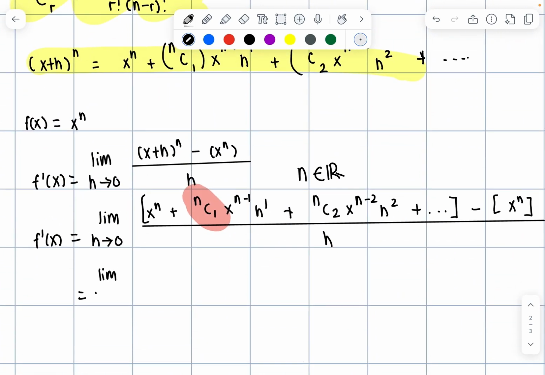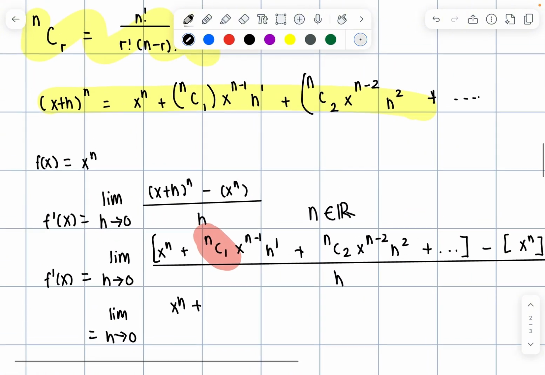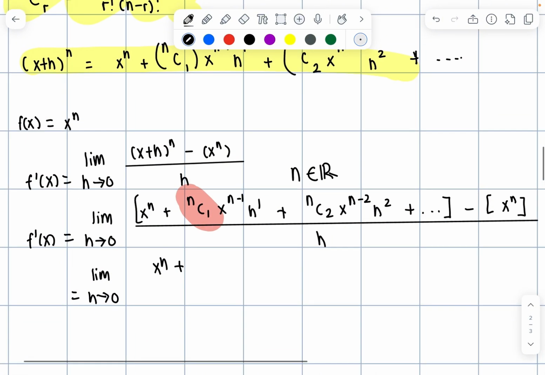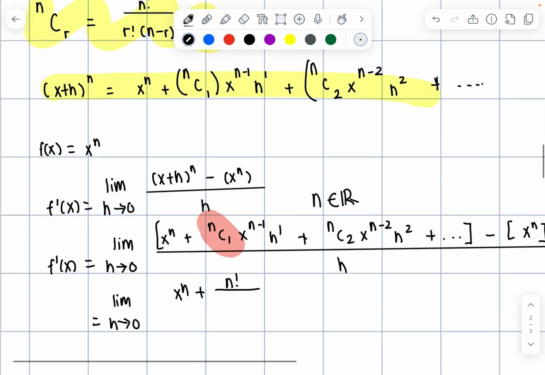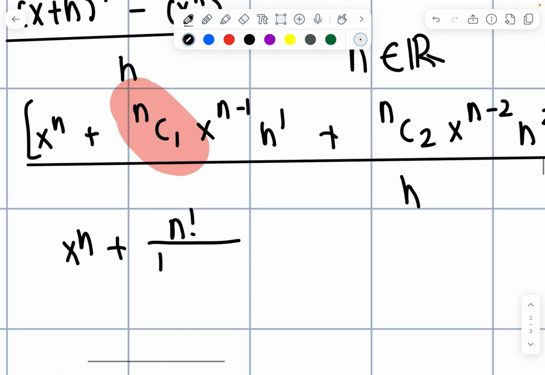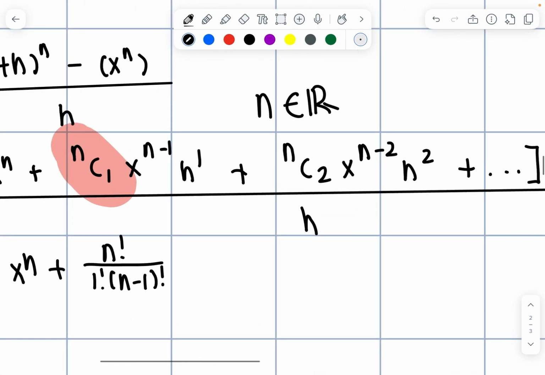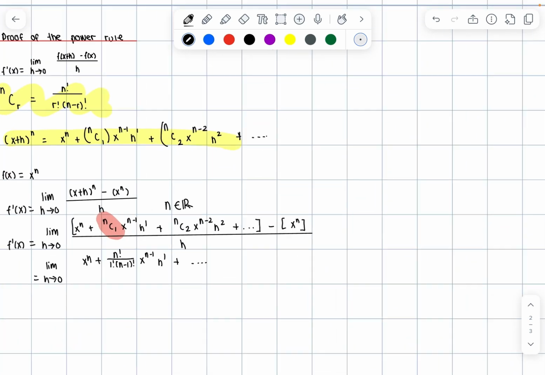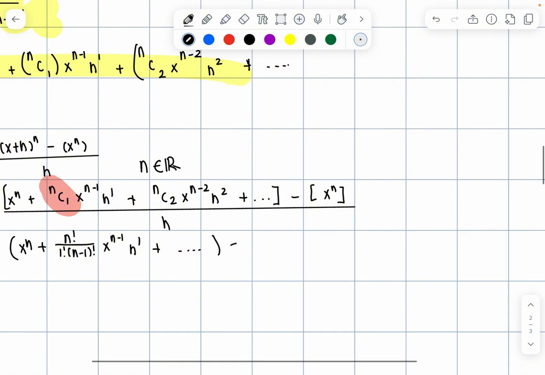sorry, let me just write this bit here, the limit as h tends to 0, x to the n plus, so n choose r is equivalent to n factorial divided by r factorial, and in our case r is 1, so 1 factorial, times n minus 1 factorial, because r is 1, times x to the n minus 1, h to the 1, plus dot dot dot, all of those other terms, and then eventually we will get minus x to the n over h.